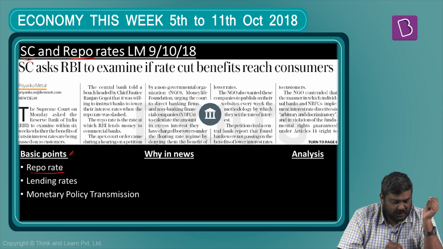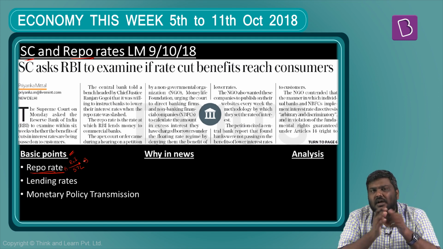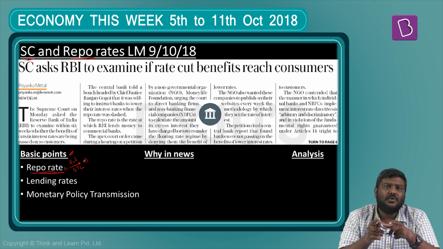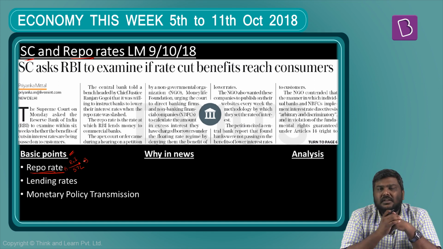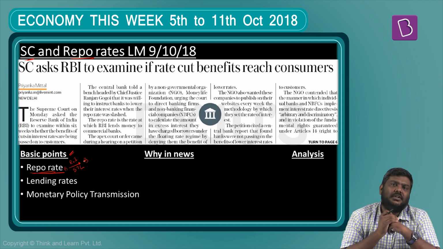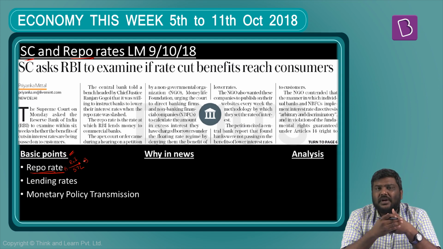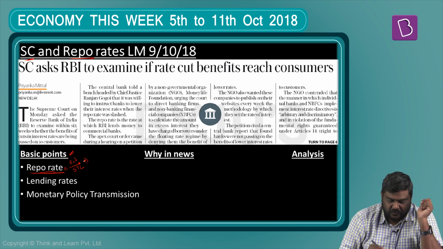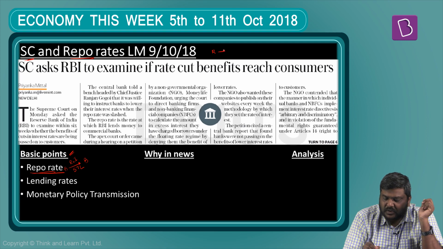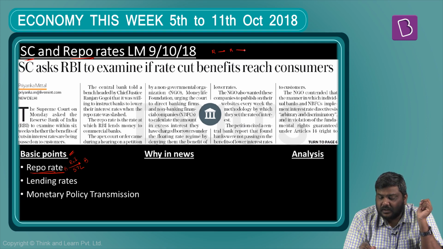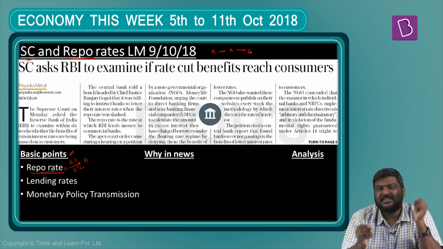What is the repo rate? Repo rate is nothing but the rate of interest charged by RBI on the short-term loans that they give to banks. This particular rate is called the repo rate. What is the importance of the repo rate? Repo rate will usually affect the lending rate of the banks. Whenever RBI gives a loan to a bank, the bank in turn will also issue these loans to the customers.